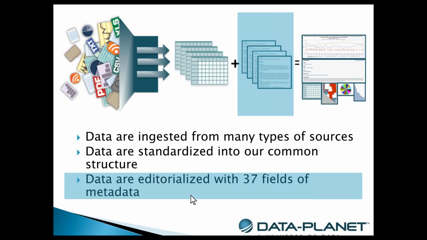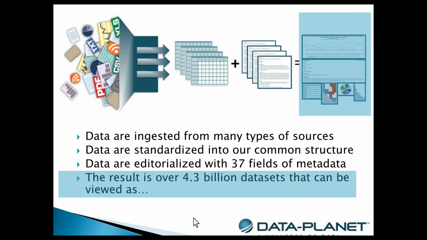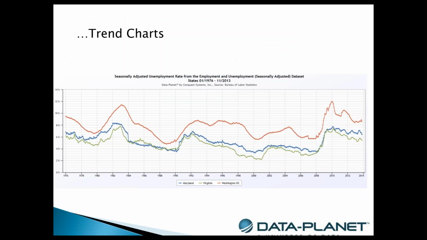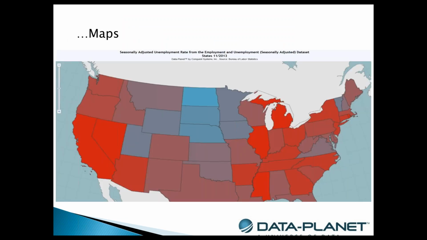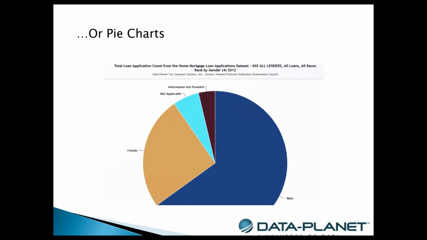Once we transform the data, we add our metadata to it. The metadata describes the publisher, the database, the data set, the periodicity of the data, and it aids us tremendously in the searching. I think one thing you'll walk away from today is that there's an enormous amount of data here, and the way that we make the data easy to find is through our search technology, which is driven a lot by the metadata that we add. The result is we generate over 4.3 billion data sets that are viewed as trends, maps, rankings, and pie charts.